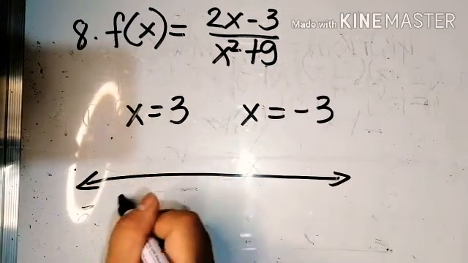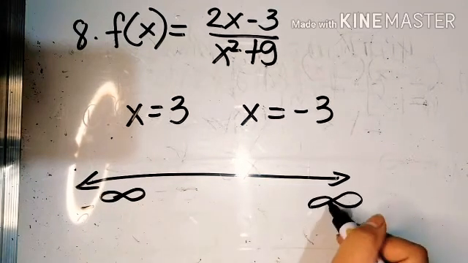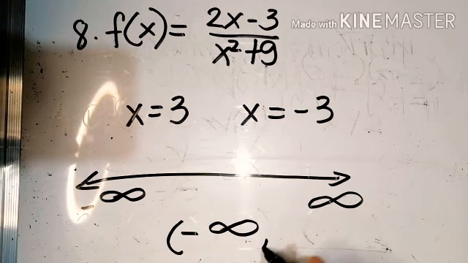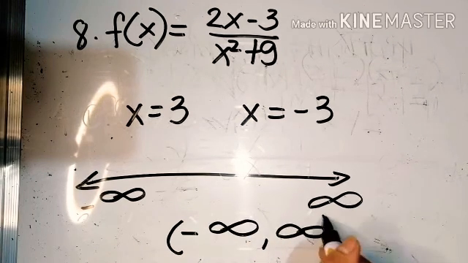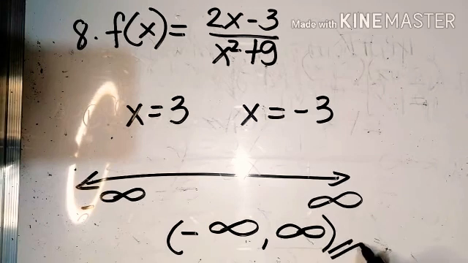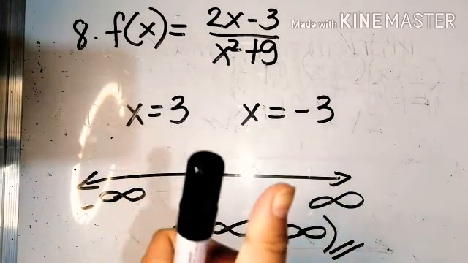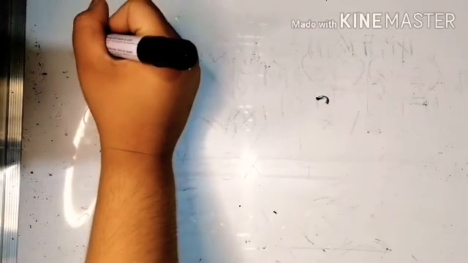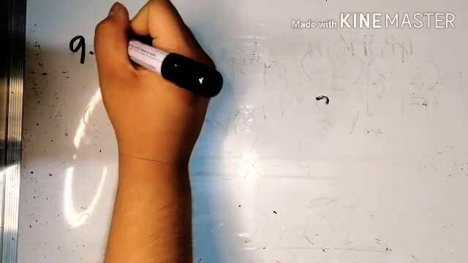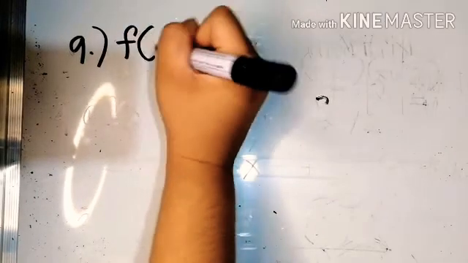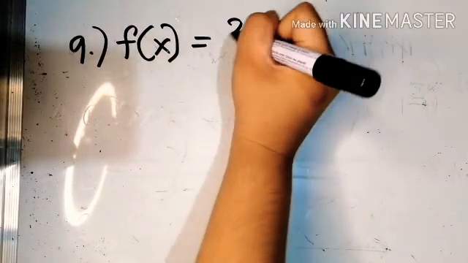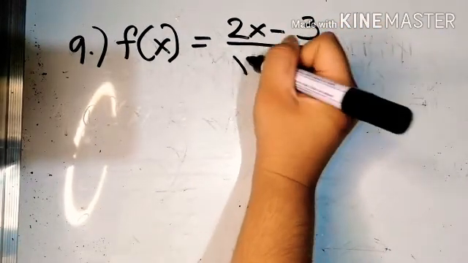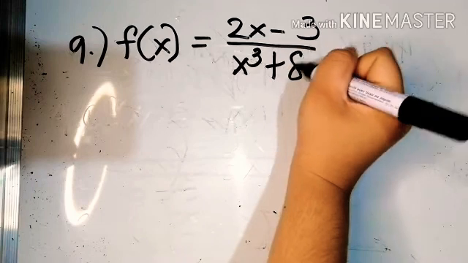Kapag ganun yung case, pwede kahit anong number. It's either negative numbers or positive numbers. So, let's have the all real numbers. It can be negative numbers, it can be positive numbers. Kasi hindi siya mag-equal to 0 kahit anong number. We have the number 9 example. F of x is equal to 2x minus 3 all over x cubed plus 8.